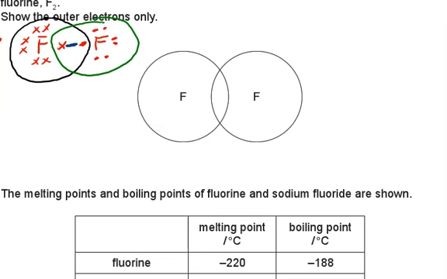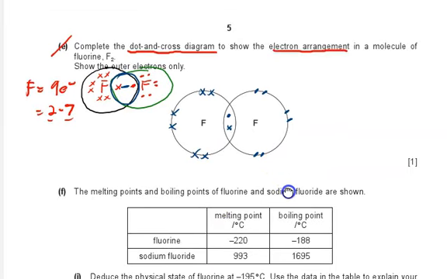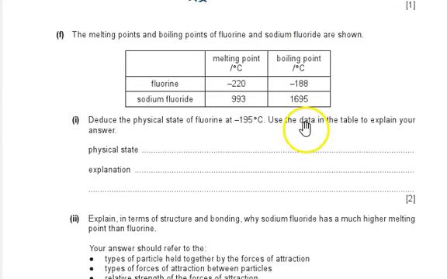Okay, this is what you have to draw over here. There's a dot and cross in the middle. So here we will have 7 crosses, and for the dots you have another 7. Okay, so this is how you answer this question. It's 1 mark. So now let us move to the next one.